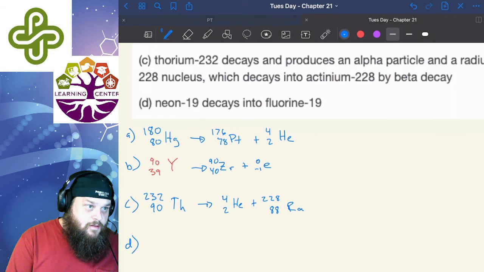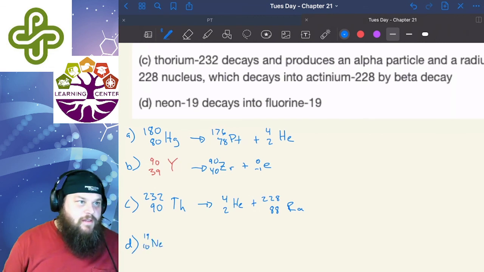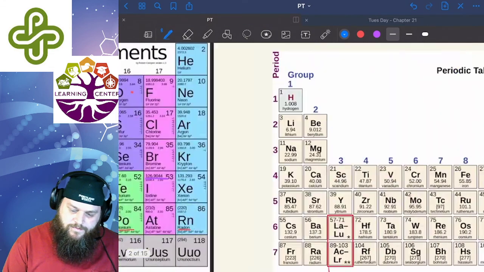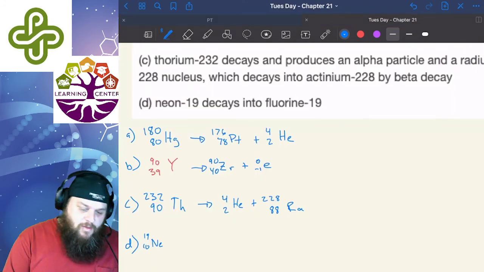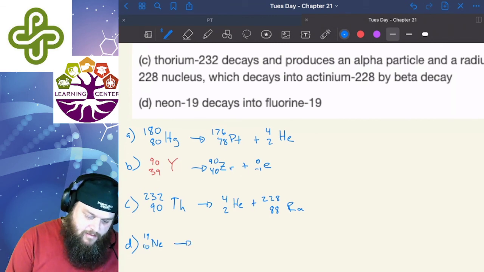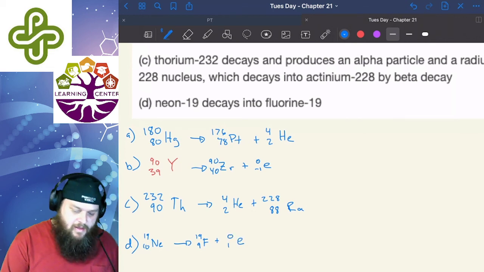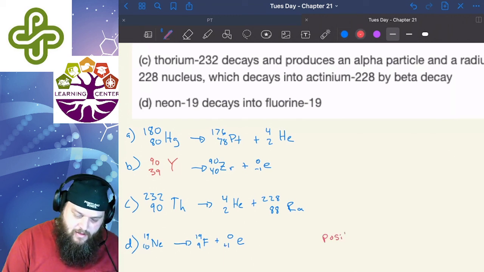Last one, D, we have neon-19, which I think has 10 because it's right at the end of row 2. Ah, there it is, neon. It is going to decay into fluorine-19. Fluorine is 1 off of that, so that would be 9. To keep this balanced, I need something with 1 and 0, and e, which must be positron emission.